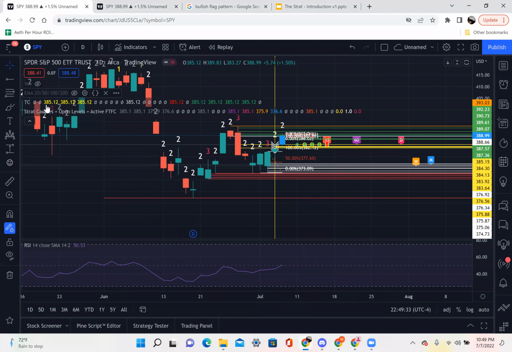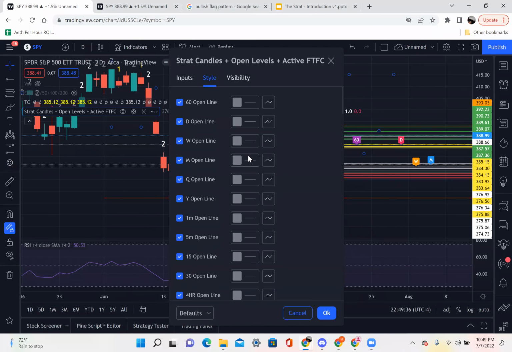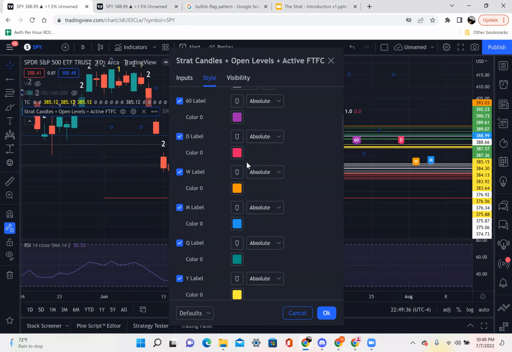I just explained it on here, like when you change it in the outputs and inputs, you scroll all the way down. Active full time frame continuity. You change them to the colors that you want, right? And it's not going to change your candlesticks. It's just going to change the live candlestick to let you know you have full time frame continuity, they're buying, or you have full time frame continuity to the downside, they're selling.